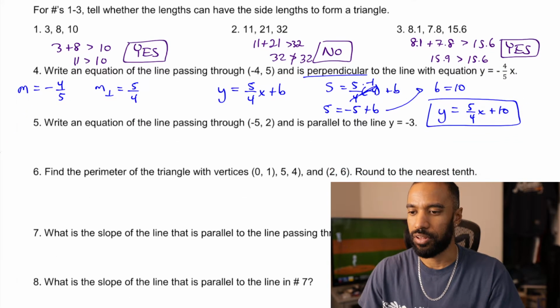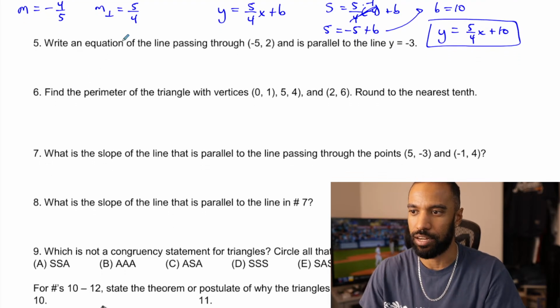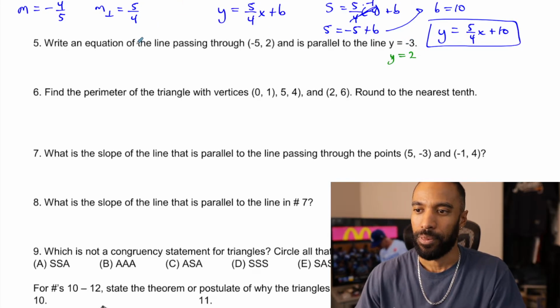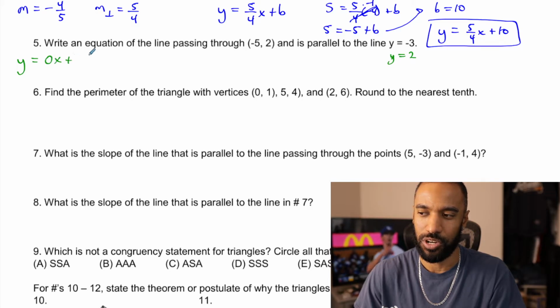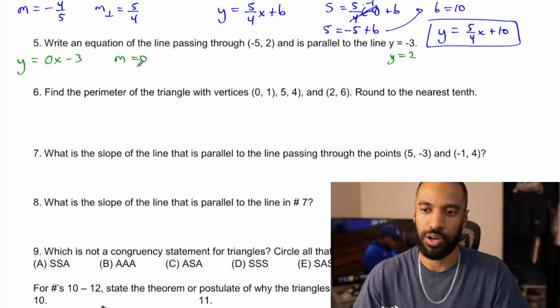Okay, write an equation of the line passing through (-5, 2) and parallel to the line y equals -3. Well, I'll tell you right now the answer is going to be y equals 2. Here's the idea. y equals -3 is in slope-intercept form. It's y equals 0x minus 3. The slope of this line is 0, so the slope of the parallel line will be 0.